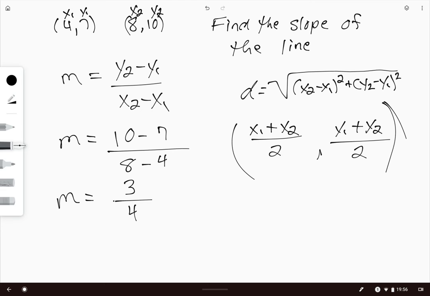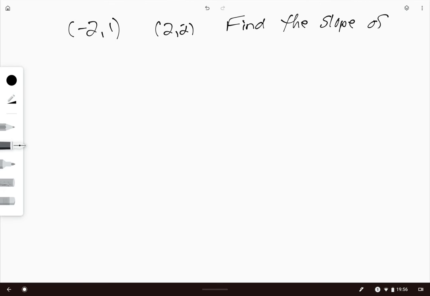Okay, so let's go to another example. And let's say in this one, I have the points negative 2, 1, and the point 2, 2. And again, I'm going to find the slope of the line. All right, so we start off, we label x1, y1, x2, and y2.